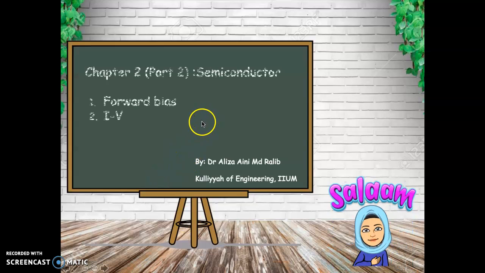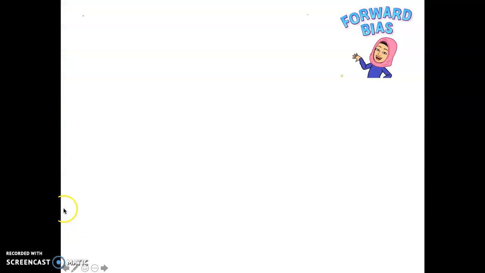So now let's continue the third part of the chapter, that is forward bias and the IV characteristic. Okay, so what is forward bias? Just now you learned about reverse bias, right? So now let's draw the forward bias.